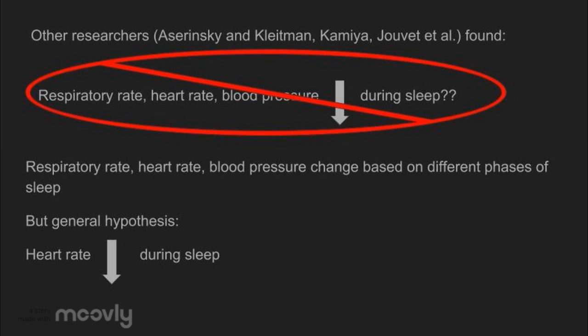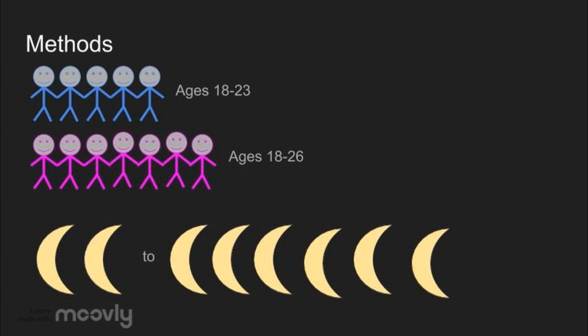The researchers in this study predicted that they would find data similar to these previous researchers. The hypothesis was that during sleep, heart rate would decrease. For this study, they were trying to quantify the relationship between heart rate, respiratory rate, systolic blood pressure, and the EEG patterns of human sleep, but we only really are interested in heart rate for this subject.